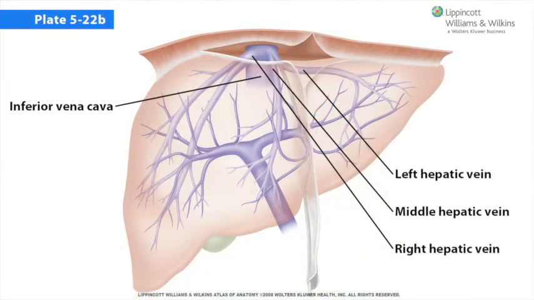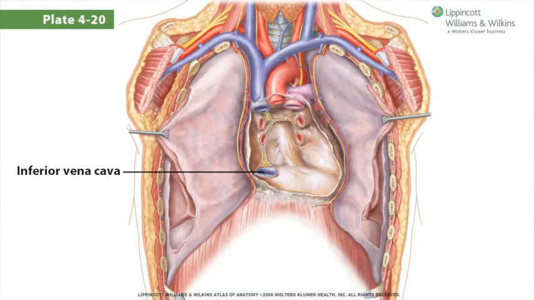The inferior vena cava passes posterior to the bare area of the liver, into which it is often embedded, where it receives the 3 hepatic veins. It then passes through the vena cava foramen and penetrates the fibrous pericardium to reach the heart.